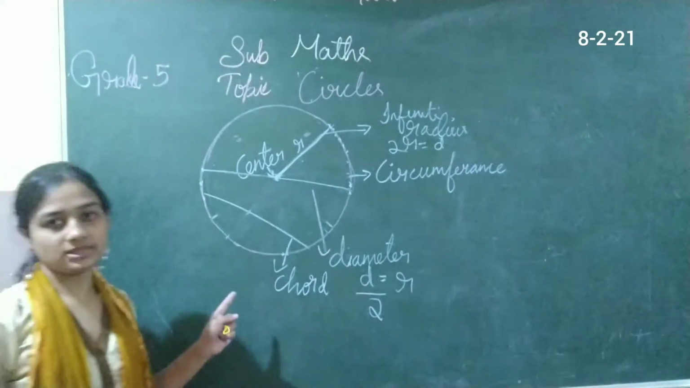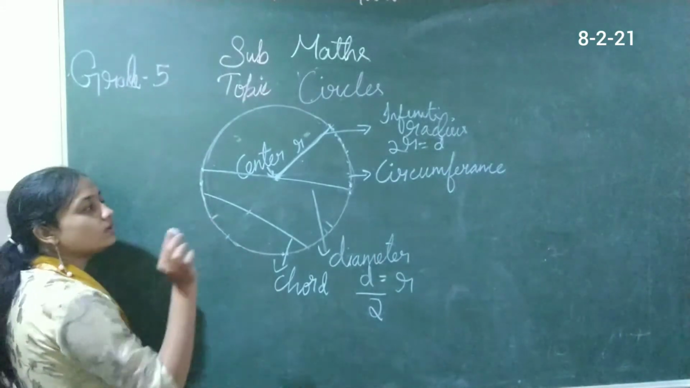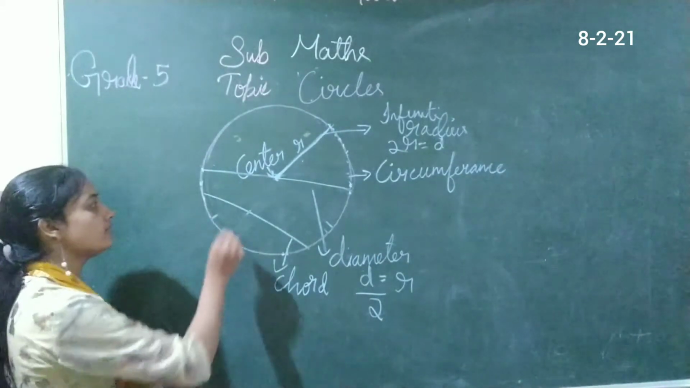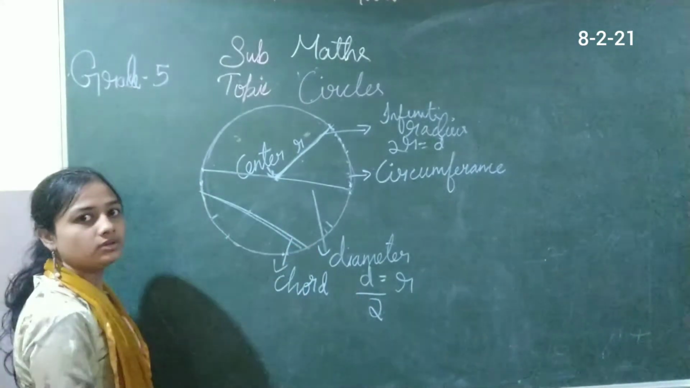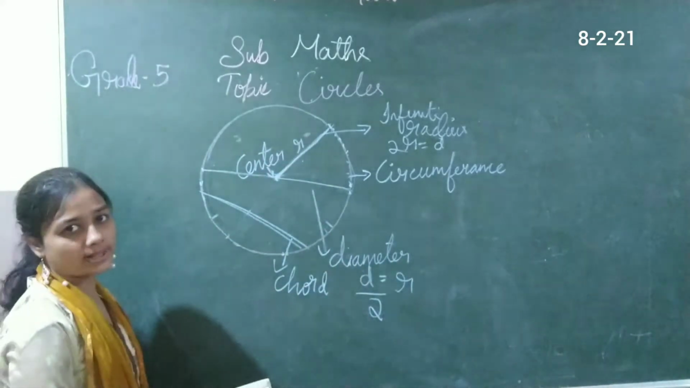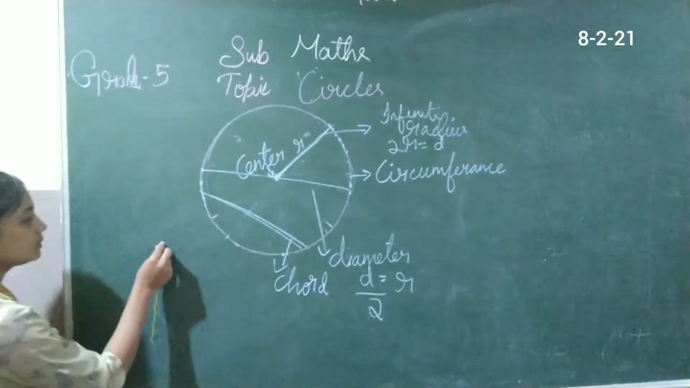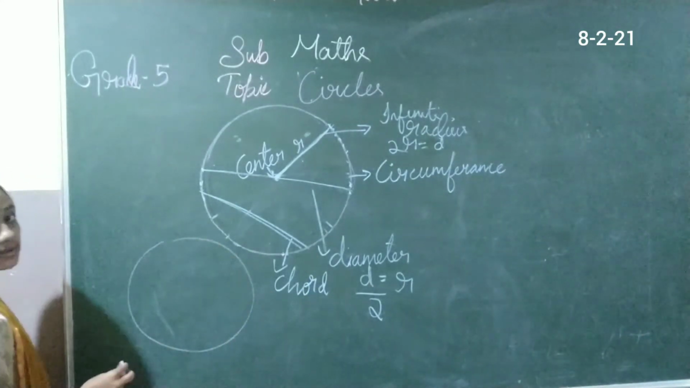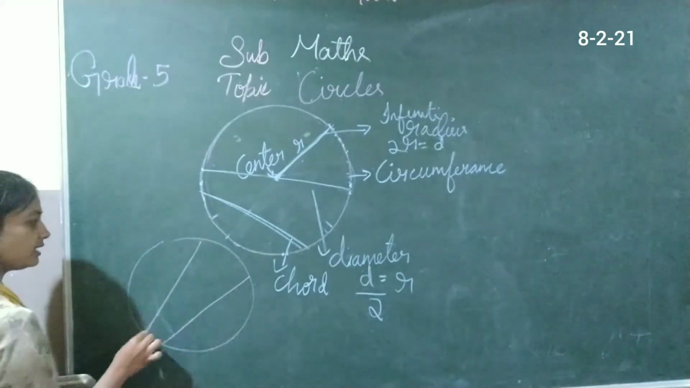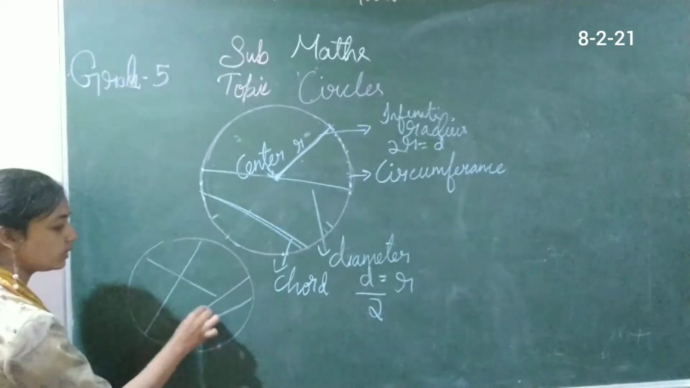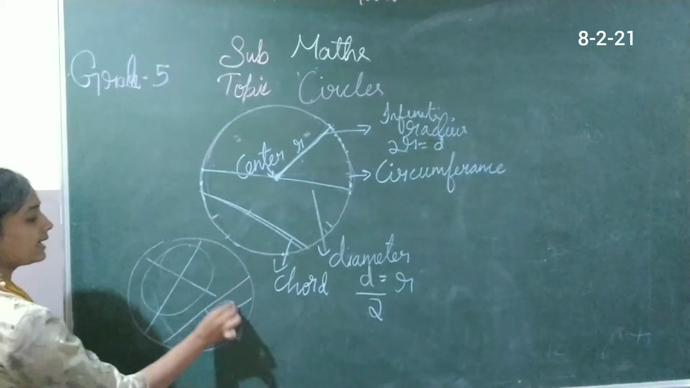Now let's go for the next one. Is the segment. So what is a segment? Whenever a chord is drawn, you can see the circle is divided into 2 parts, right? So what are the parts here which is divided? Let me draw one more circle and show you. If this is a circle and this is a chord, you can see this is one part and this is one more part, right? So this is called a segment.